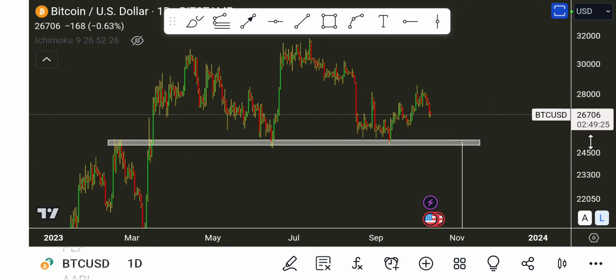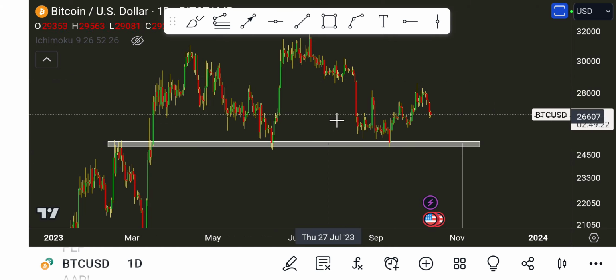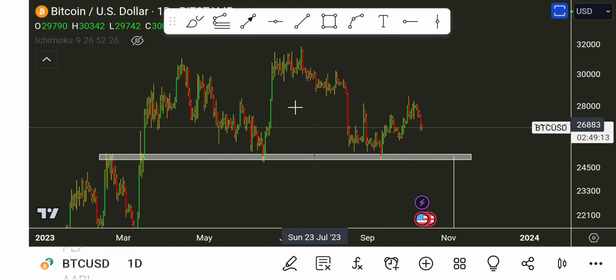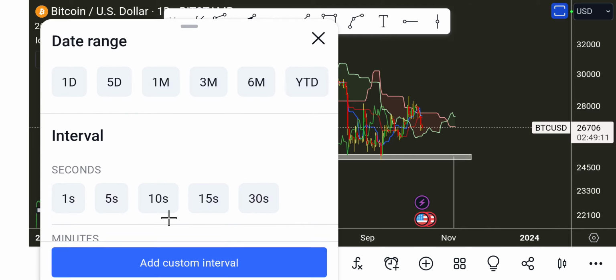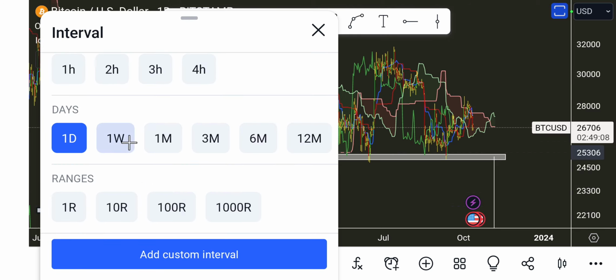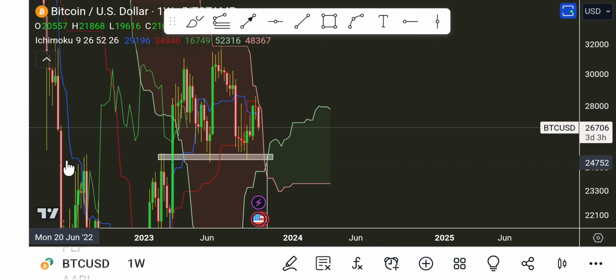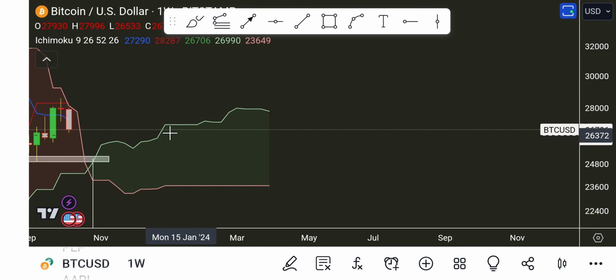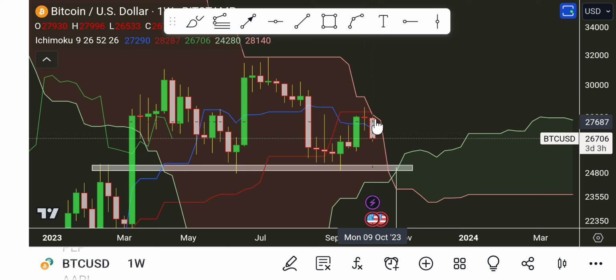What we should pay close attention to: number one, will price get to this level? If it gets to this level, will it break through this support? And number two, on the weekly time frame, will price next week break out and close above the cloud? Once price breaks out above this cloud, it is called the Kumo breakout, a Kumo bullish breakout, and we're going to see some bullish push to the upside. So take note of this.